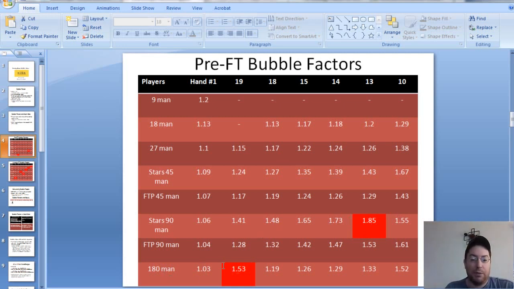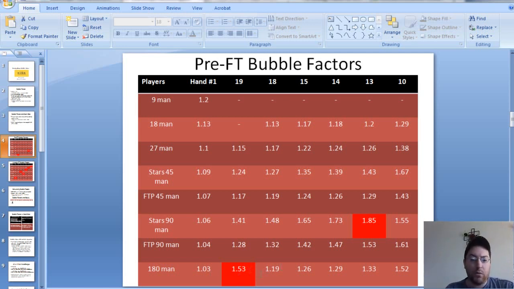And as you can see, on the bubble of a 180-man, it's 1.53. So 2 bubbles, but the bubble of a 180-man is significantly less. So therefore, we won't need as much of an equity cushion. There isn't as much pain when we lose because we know our ultimate goal in a 180-man is to get to those top spots. So the bubble factor reflects that.